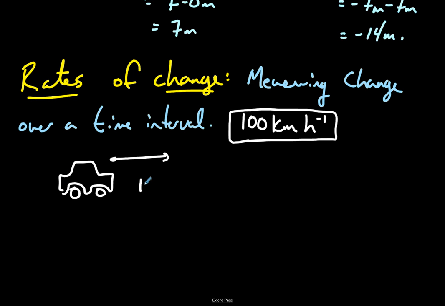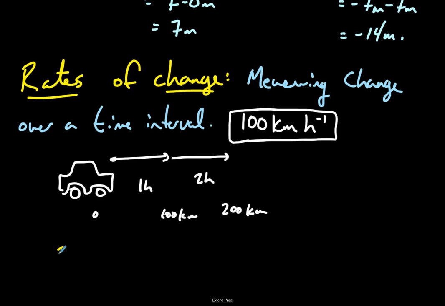Okay? After 1 hour, you'll go from 0 to 100 kilometers. If you keep going, after 2 hours, you'll be at 200 kilometers, and so on, right? So this is a rate of change in position. You change by 100 kilometers every hour. Does that make sense? Pretty simple, right?